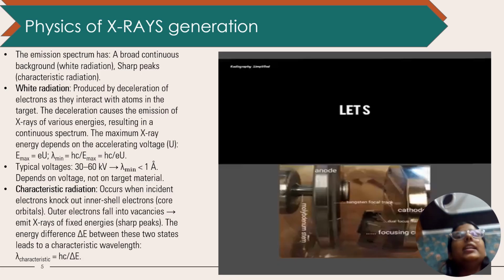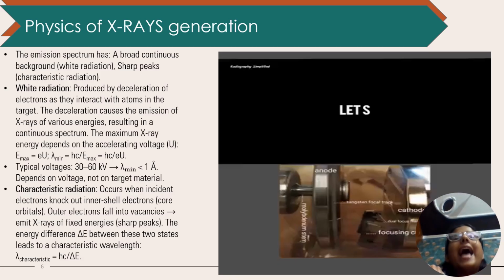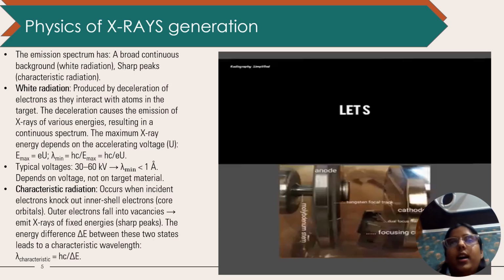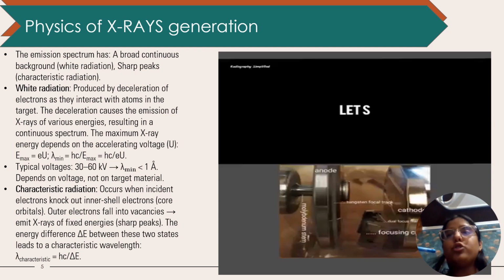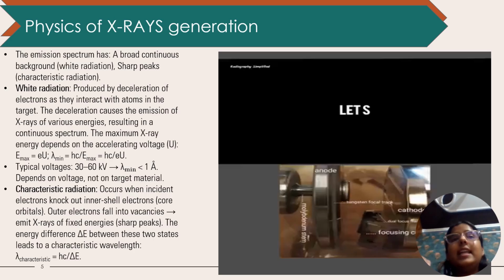Now, white radiation is produced by deceleration of electrons as they interact with the atoms in the target. When the electrons coming from the cathode go to the anode target, they interact with the atoms, more precisely the nucleus of the atom, and decelerate, changing their path and speed, due to which X-rays are generated. Because electrons lose different amounts of energy depending on how close they pass to the nuclei, different wavelengths are produced.